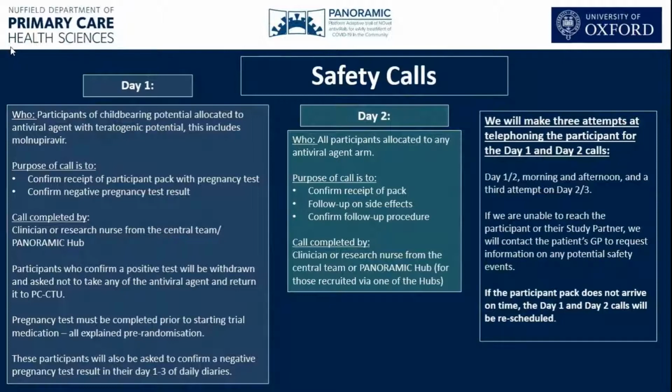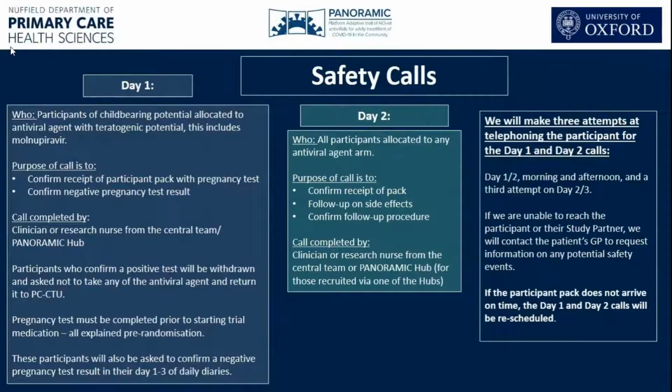Those participants who confirm positive tests will be withdrawn from the trial and asked not to start their antiviral medication. And it's important that the pregnancy test is completed prior to starting the trial medication, and this will all be explained to the patient pre-randomisation. Patients will also be asked to confirm a negative pregnancy test result in their day 1 to 3 daily diaries.